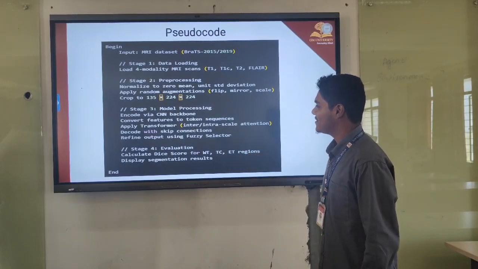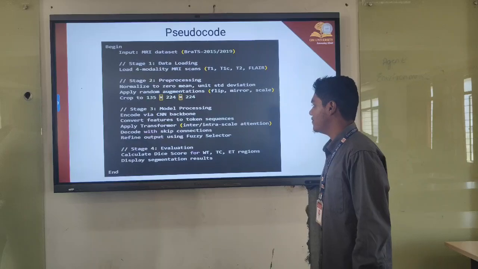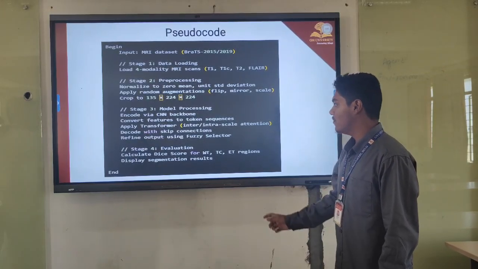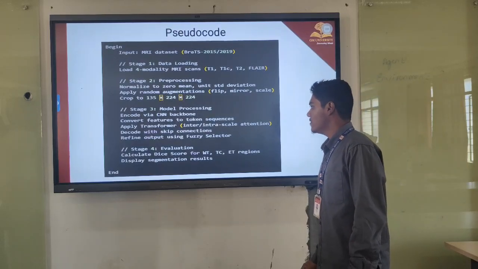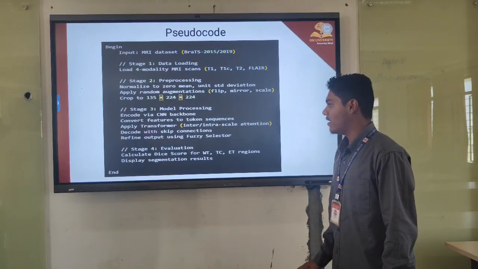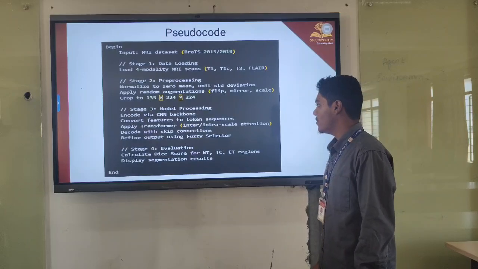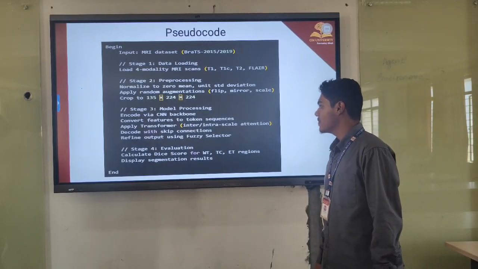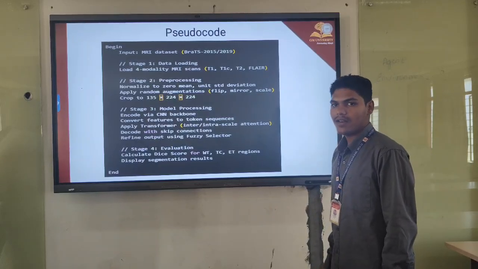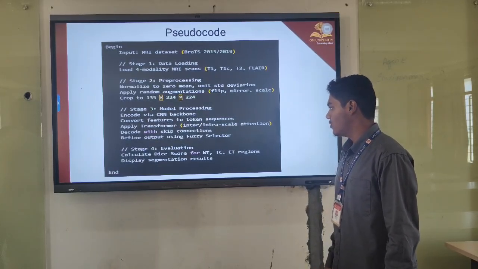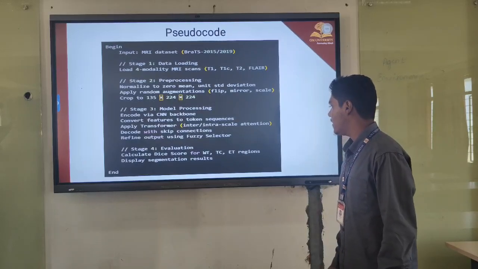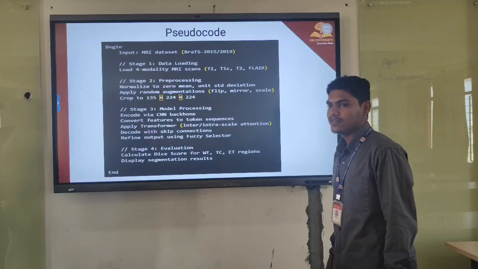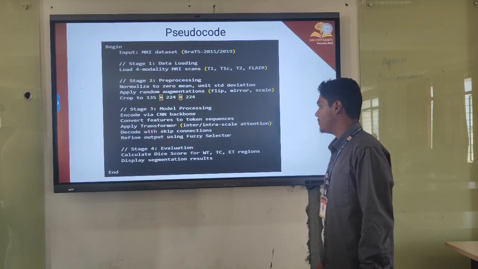Stage 3, model processing. Encode via CNN, which means feature extraction is done by using the CNN. Convert the features to token sequences. This is needed for the transformer architecture, so we convert the features to small token sequences. Apply the transformer. The transformer learns both the local and global tumor patterns. Inter and intra-scale resolution means the accuracy is maintained throughout the picture.